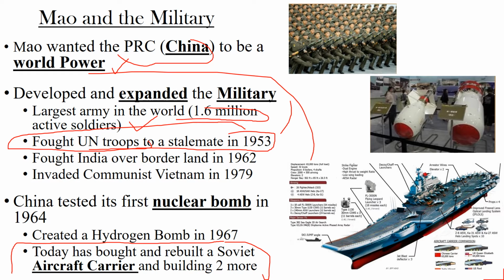In 1964, China tested its first nuclear bomb. They are a nuclear power of the world today. They do have nuclear weapons. And they created a hydrogen bomb, a more powerful form of bomb, in 1967. This emphasis on building up and maintaining the power of the People's Republic of China and their military has continued into this day.